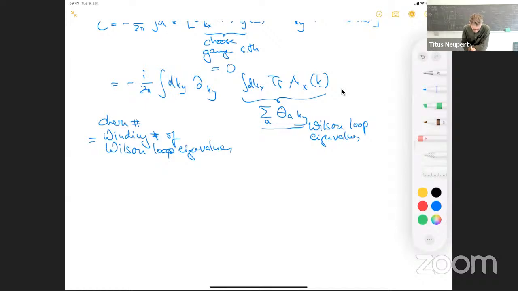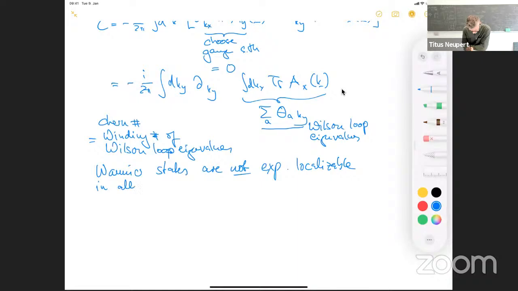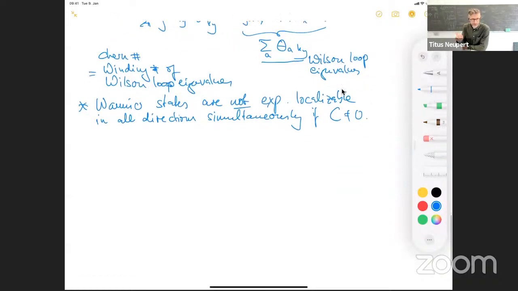So the eigenstates, I'm going to write that here. So the Wannier states are not exponentially localizable in all directions simultaneously if C is not equal to zero. I don't prove that here, but that is just a statement that is very important for what we'll discuss later on. This whole thing actually underlies a lot of topological quantum chemistry.